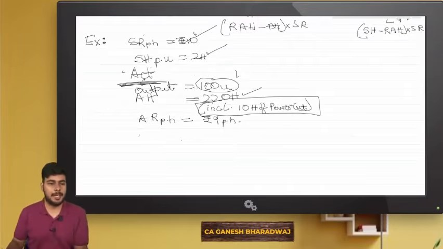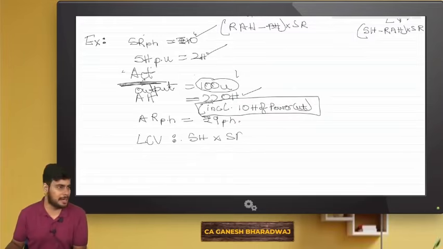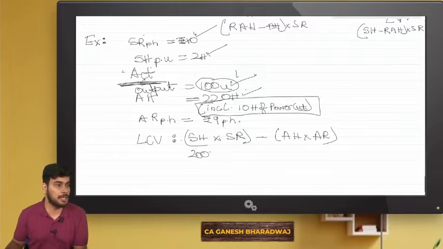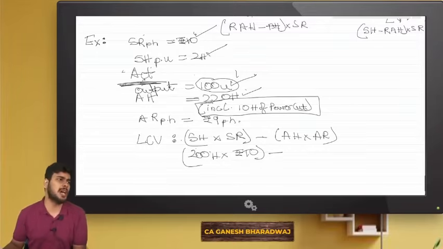Now, you guys tell me, labor cost variance. What is the formula? Standard hours into standard rate, whatever it is, minus actual hours into actual rate. Correct or not? Now you tell me, what is the standard hours? For the actual output of 100 units, every unit you should have taken 2 hours, which means the total standard hours is going to be 200 hours. Into standard rate, you were allowed to pay them rupees 10. Correct or not? Minus actual hours.